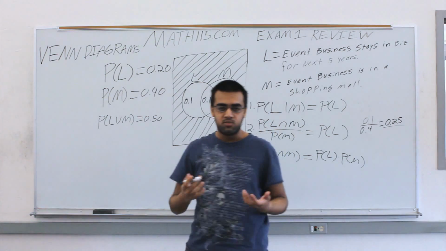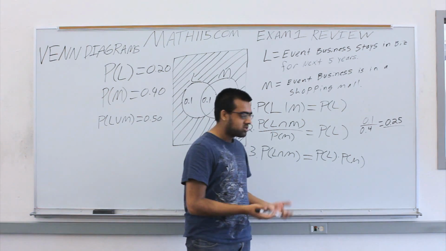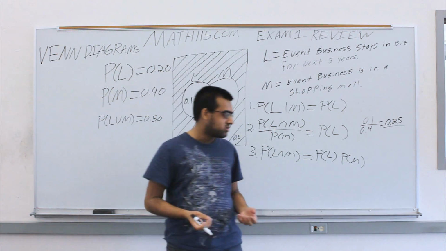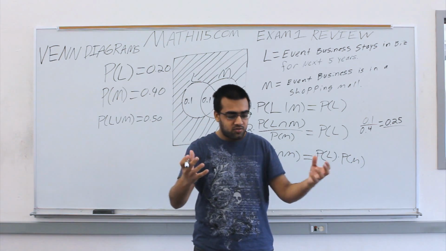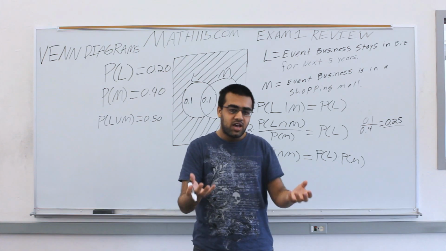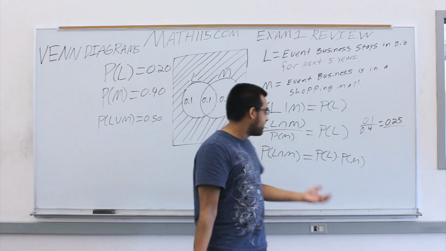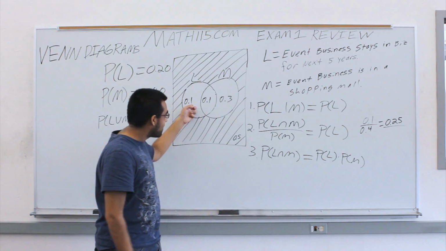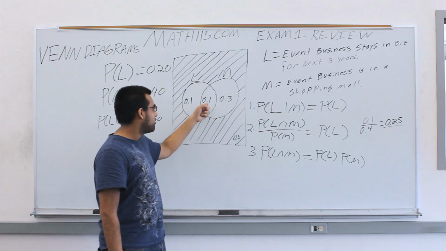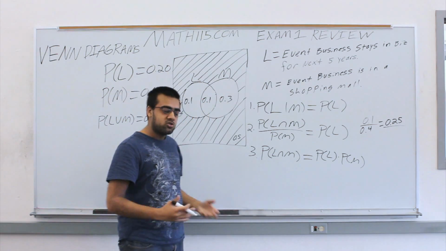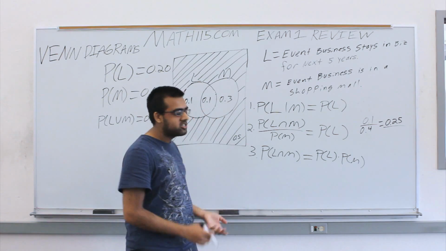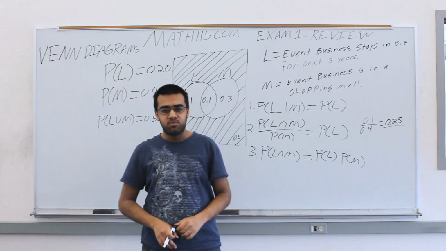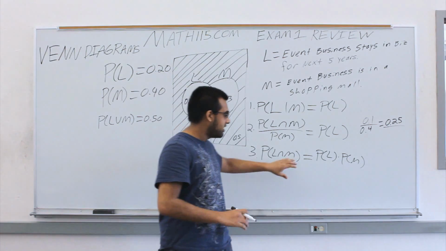So let's go ahead and try the mutually exclusive one. Mutually exclusive, so what does that mean, mutually exclusive? Mutually exclusive means that the events A and B, whatever they may be, have no intersection. Well, in this case, you can see that the event L and the event M clearly have an intersection. So mutually exclusive means that the two events don't have an intersection, but here we see an intersection, therefore they can't be mutually exclusive. So let's go back to independence.